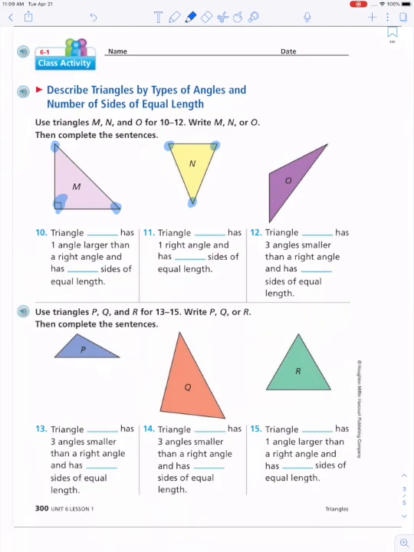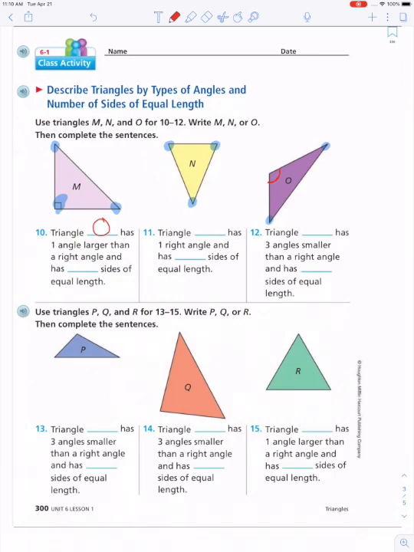But let's check. Let's see if we can find it. If we look right here, that's an acute angle. And if we look right here, that's an acute angle. But if we look at this angle right here, this one's bigger than a 90, because if it was a 90, it'd be straight out here like this, right? But it's not. It's bigger. So we are going to go with triangle O has one angle larger than a right angle, and how many sides are equal length?